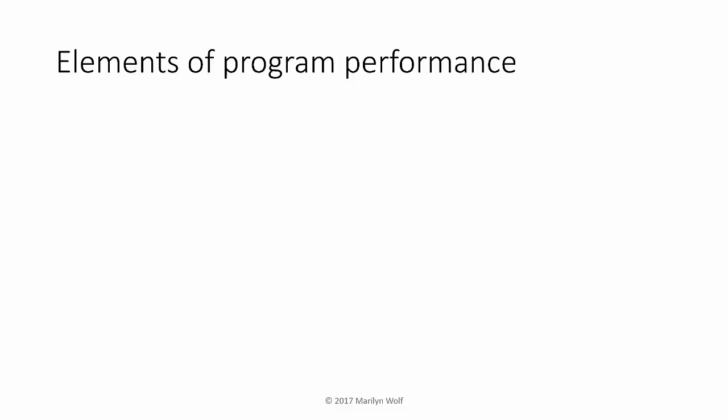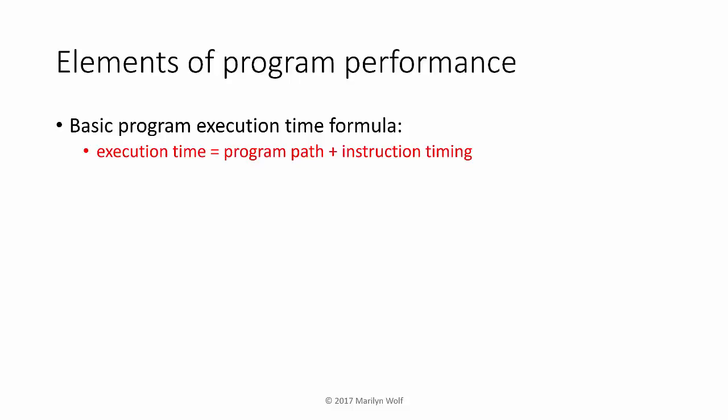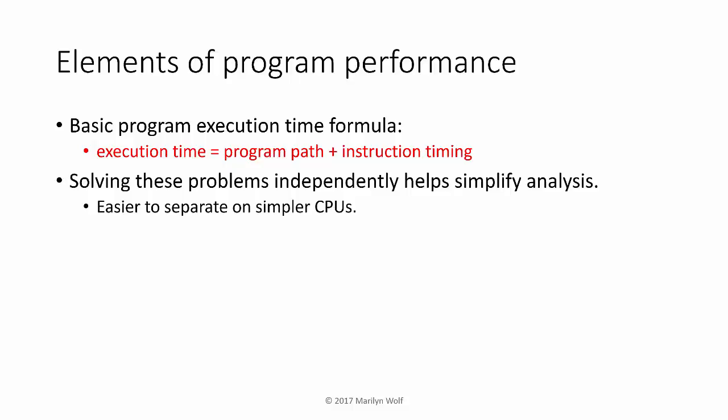Program performance comes from several different elements. The basic formula for program execution time is that it is a combination of program path and instruction timing. That is, what path of execution we follow through the program and the amount of time that each operation on that path takes. Solving these problems independently helps us simplify analysis. If we have a simple CPU, it's relatively easy to cleanly separate the program path and the instruction timing. For more advanced CPUs, the interactions between the two are a little bit stronger.